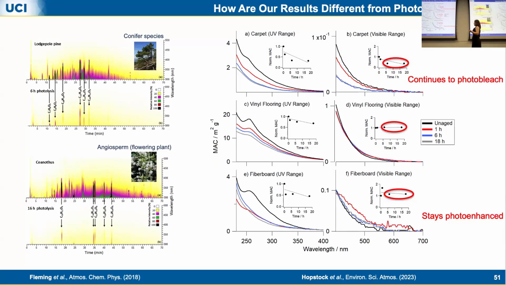And what we noticed was that after 2 hours, which is our initial measurement, carpet continued to photobleach. Whereas vinyl flooring stayed the same, and then fiberboard, we did experience that nature where we had an increase, but then it was followed by a decrease. But the end point here, the 18-hour mark, was actually still photo enhanced from the original unaged value. And so that's very different from common BBOA photolysis experiments.